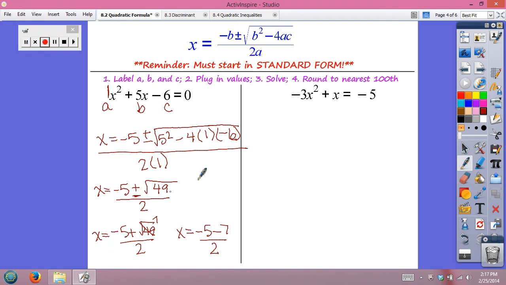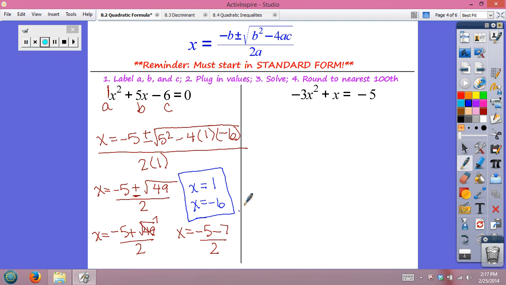That's how we solved. Notice that our last set of directions tells us to round to the nearest hundredth. So that's what we're going to do. Plug this into your calculator. Negative 5 plus 7, 2 divided by 2 is 1. So our first solution is x equals 1, and our second solution is negative 6. And this is how your answers should appear.